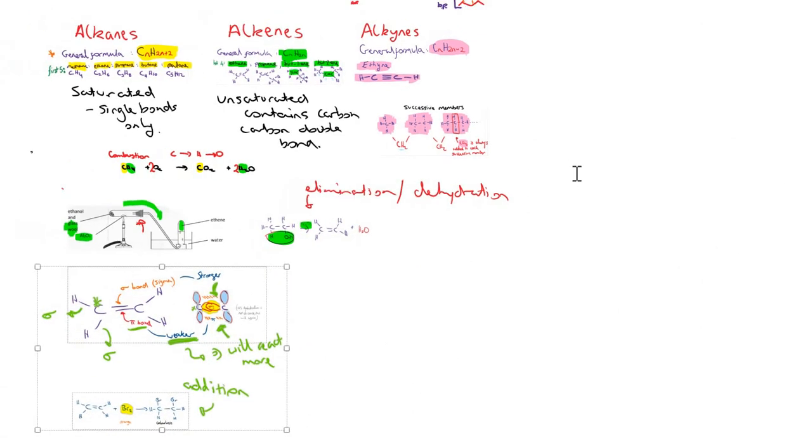A sigma bond is a head-on overlap, and a pi bond is a side-on overlap of electron density. Now what I'm going to do is quickly have a look at some other reactions that the alkenes undergo.